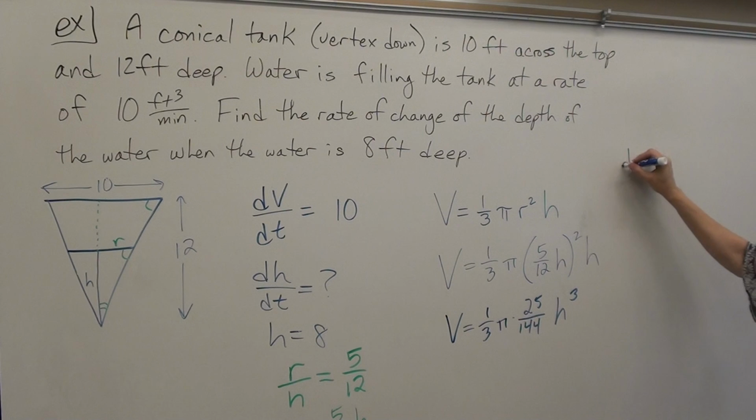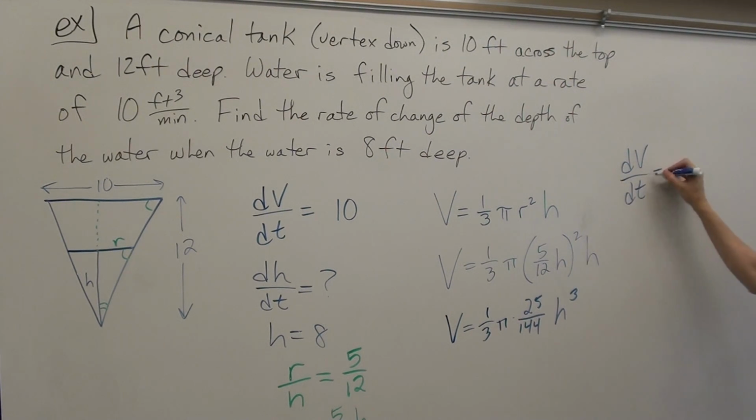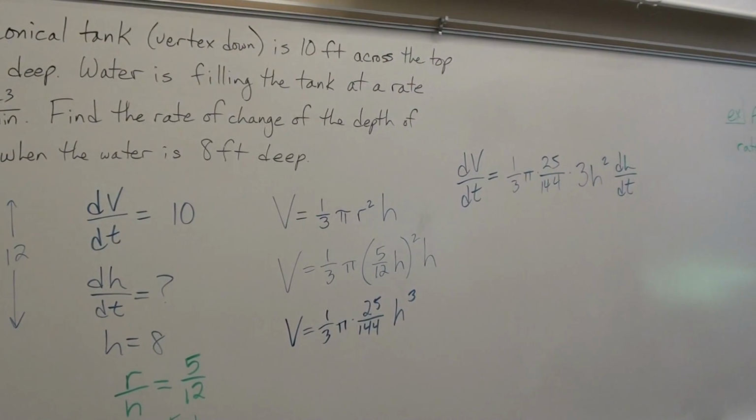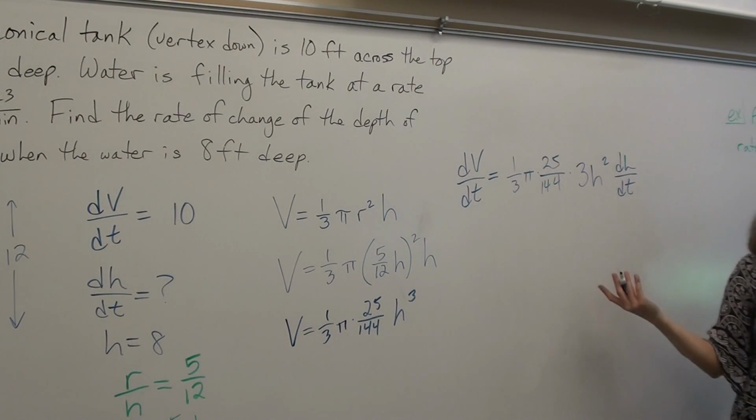So here's what I have now. My dV/dt equals 1/3 pi times 25 over 144 times the derivative of h cubed. Bring down the 3, so 3h squared dh/dt. Okay, it's a lovely derivative, and now we can just plug in our numbers.